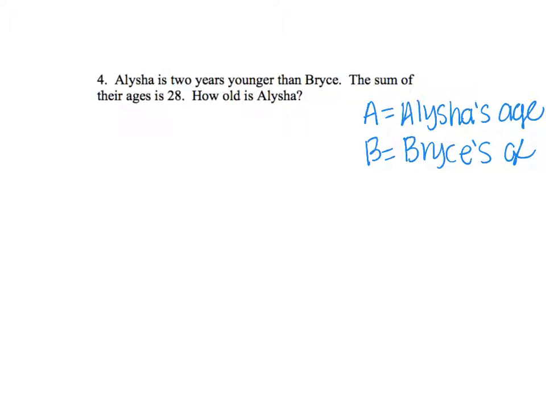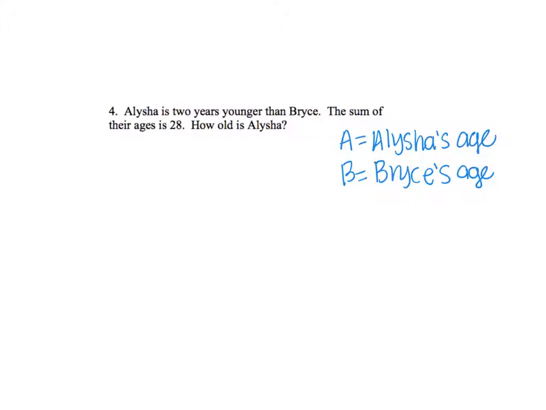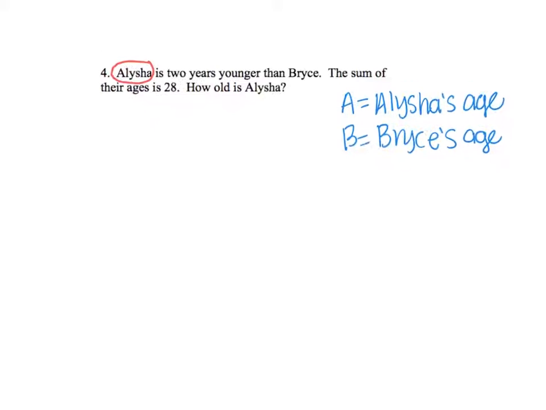Now, I'm going to read through this again, looking for my totals, which are generally next to the word is. So my first one says, Alicia is 2 years younger than Bryce. So I know one of my equations is going to need to be set equal to Alicia's age.